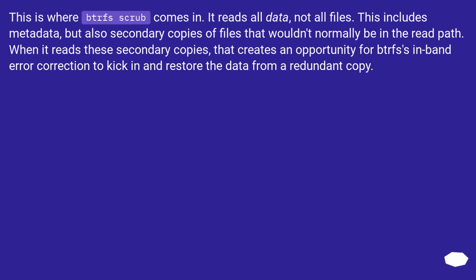This is where btrfs scrub comes in. It reads all data, not all files. This includes metadata, but also secondary copies of files that wouldn't normally be in the read path. When it reads these secondary copies, that creates an opportunity for btrfs's in-band error correction to kick in and restore the data from a redundant copy.